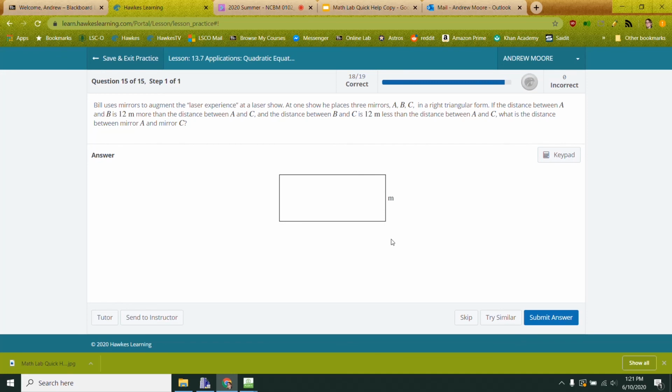Bill uses mirrors to augment the laser experience at a laser show. At one show, he places 3 mirrors, A, B, C, in a right triangular form. If the distance between A and B is 12 more than the distance between A and C, and the distance between B and C is 12 less than the distance between A and C, what is the distance between mirror A and mirror C?